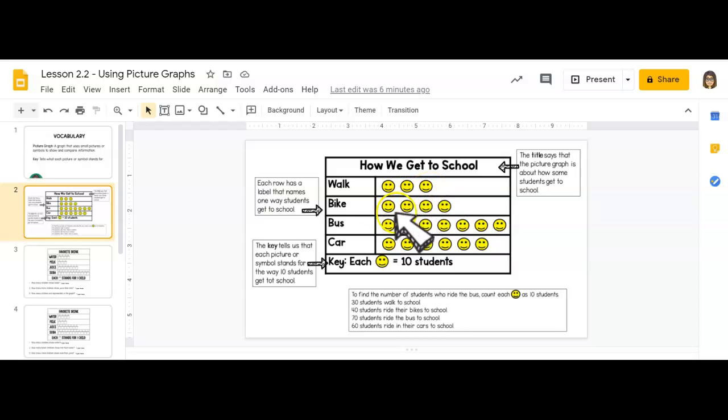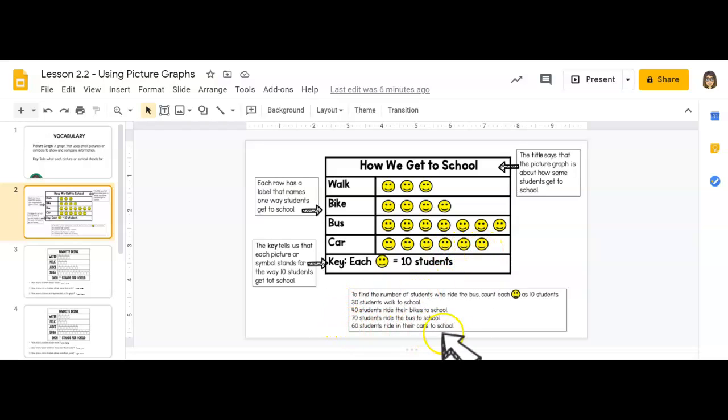Let's figure out how many people ride their bikes to school. Remember, count by tens. Count with me. 10, 20, 30, 40. All right, let's look at bus. Let's see how many people ride the bus to school. Count by tens with me. 10, 20, 30, 40, 50, 60, 70. All right, good job. Now let's try a car. Remember, we're counting by tens. 10, 20, 30, 40, 50, 60.